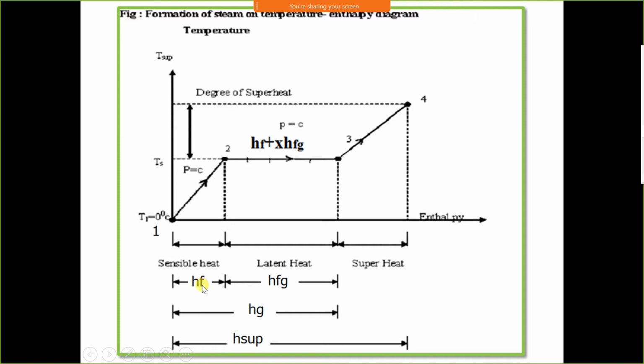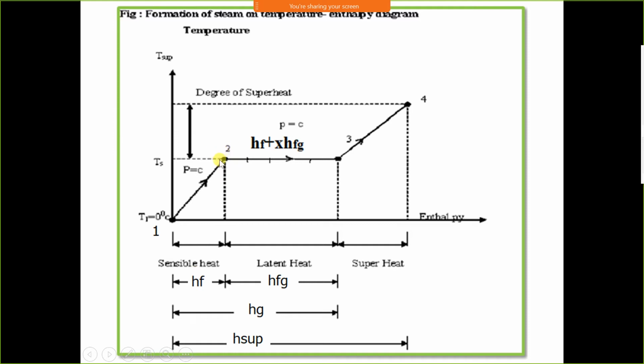F stands for fluid and H stands for enthalpy. In this case, we write F for liquid, or you can say F is a fluid. But liquid and gas both are fluid. But in this case, we write F for liquid. Don't confuse it. F stands for liquid here, and G stands for gas. Water is heated from 0 degree Celsius to saturation temperature by adding sensible heat, that is HF.